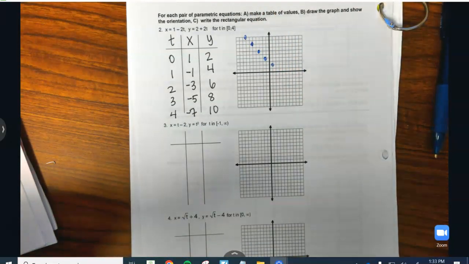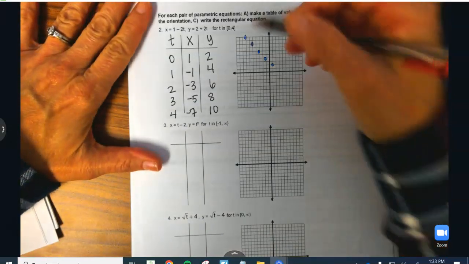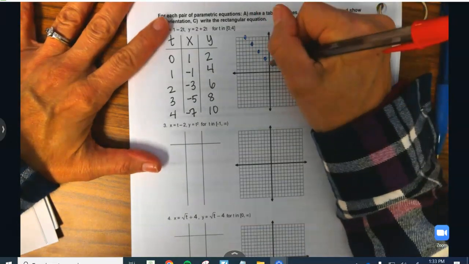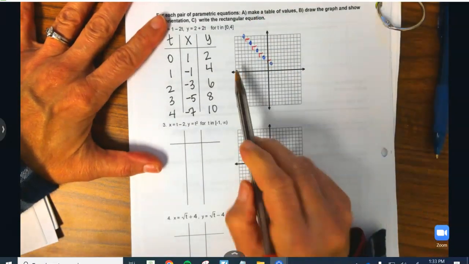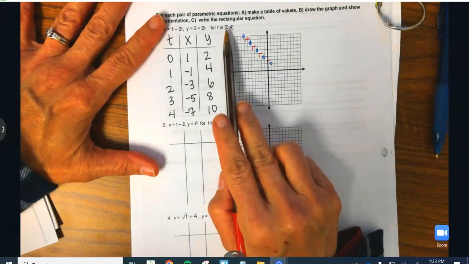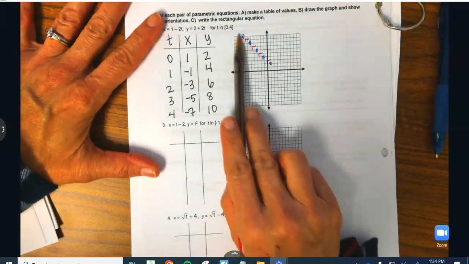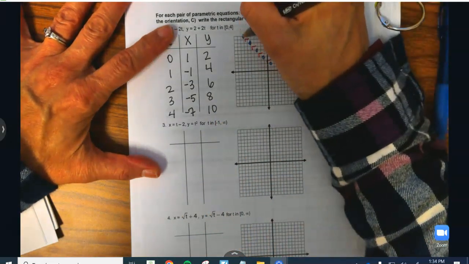And remember, you guys have to determine the orientation. So we started out here and then we went left. So I'm just going to draw arrows indicating that direction. Remember, you had a bounded domain. It started and stopped at 4, so no arrows. It's going to be like a line segment.